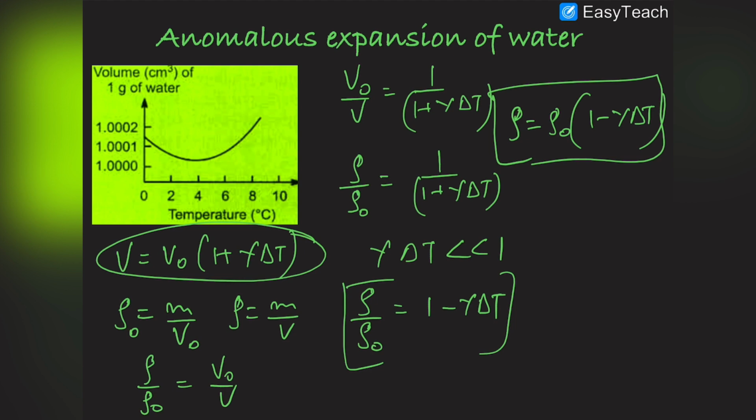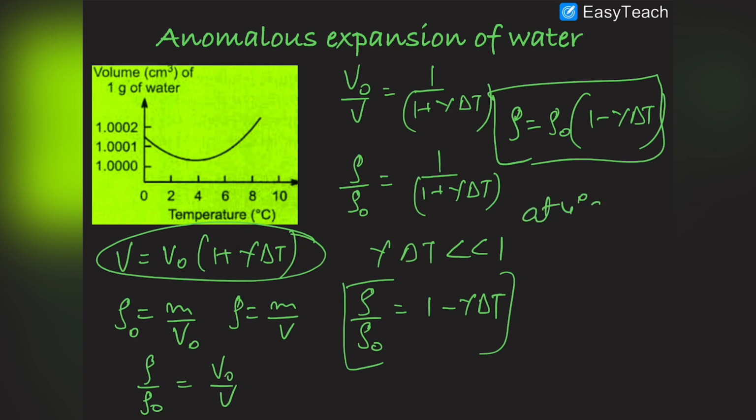You can see that this is a graph plotted between volume and temperature, where the y-axis is the volume of 1 gram of water, and the x-axis represents the temperature in degrees Celsius. You can see at 0 degrees Celsius the volume of 1 gram of water is somewhere between 1.0002 and 1.0001 cubic centimeter. And when we increase the temperature, you can see that instead of expanding, water is getting contracted, and till 4 degrees Celsius water is getting contracted. At 4 degrees Celsius the volume of 1 gram of water is minimum, which means that the density of water is maximum.